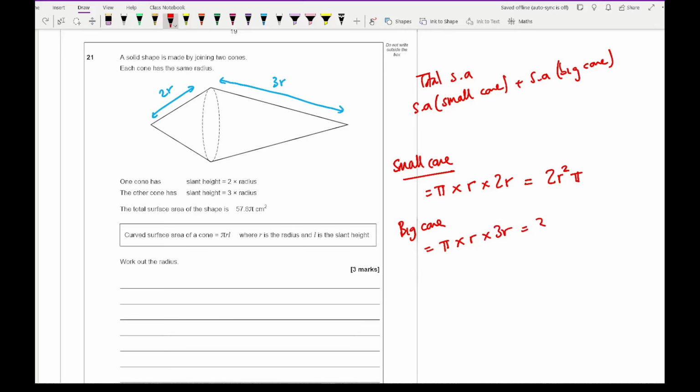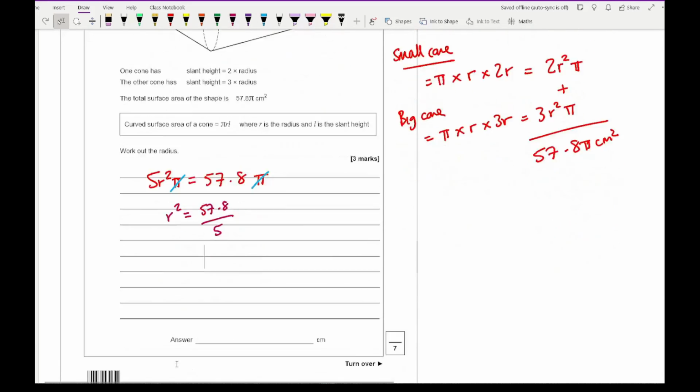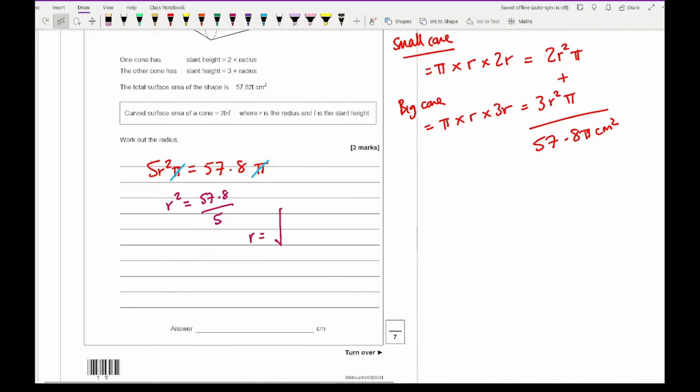3r, which gives me 3r squared pi. Now if I add those two things together, that should come up to 57.8 pi centimeter squared. So looking at the space here, what I've got is 5r squared pi equals 57.8 pi. And then I want to find out what r is, so I can first of all cancel out the pi's. Then I've got that r squared is going to equal 57.8 divided by 5, and so therefore r is going to equal the square root of 57.8 divided by 5.